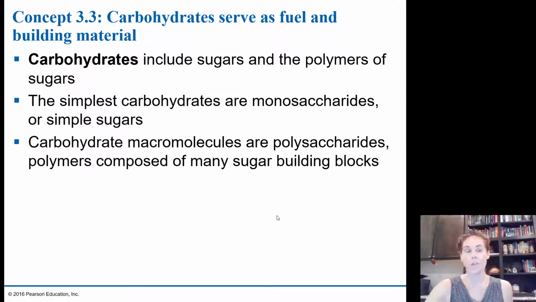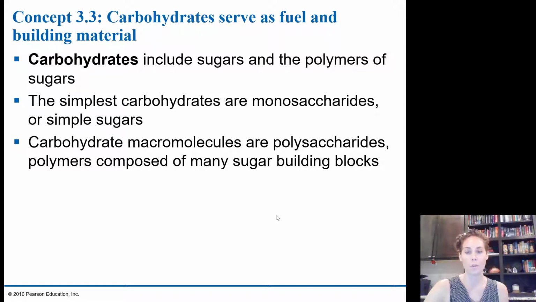So the four types of macromolecules that we're going to learn during this chapter are carbohydrates, lipids, proteins, and nucleic acids. First one we're going to look at is carbohydrates. Carbohydrates are sugars, and there are sugars that are monomers, and then there are polymers of sugars. Simple carbohydrates are called monosaccharides, or simple sugars. These give us quick energy, but they don't give us sustained energy.